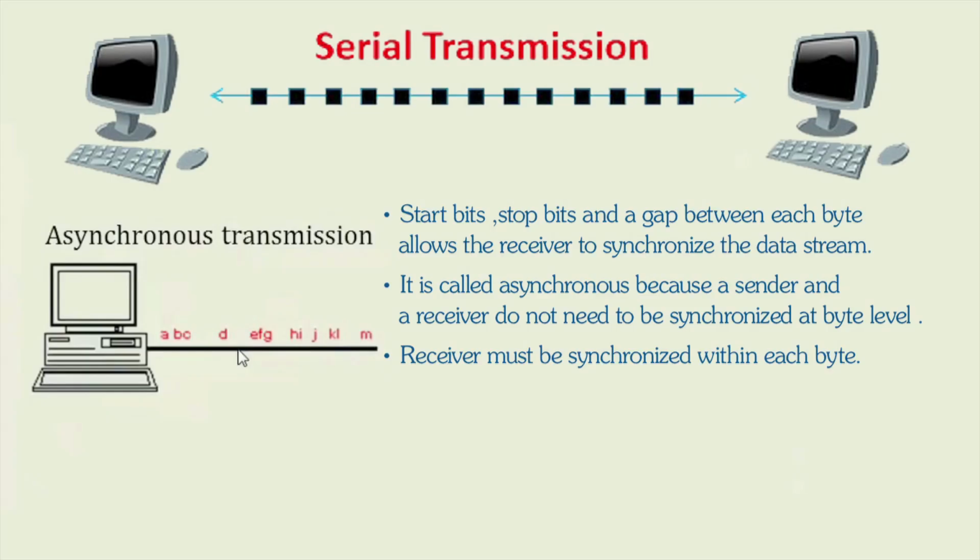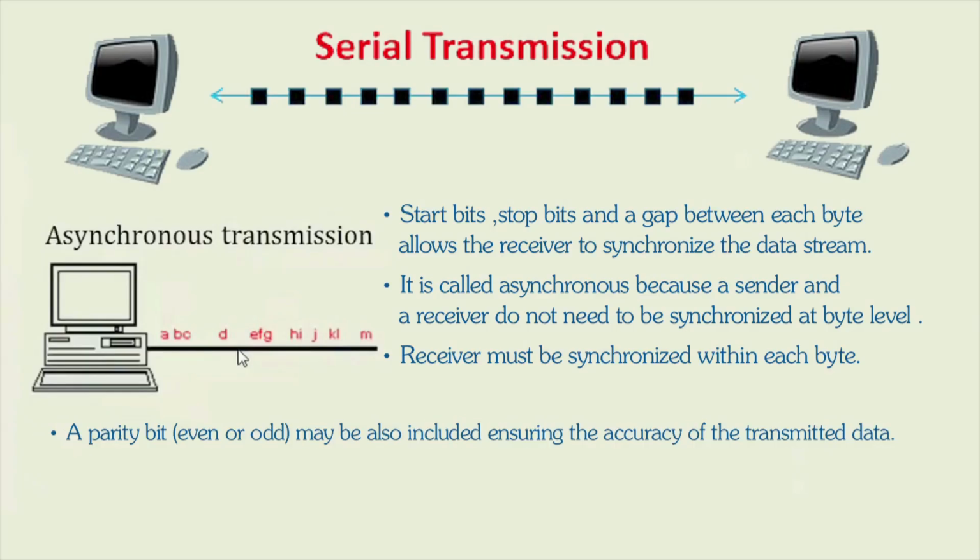The start bit, stop bit, and a gap between each byte allow the receiver to synchronize. There is another point which you have to understand here, which is the parity bit. Even or odd may also be included, ensuring the accuracy of the transmission of the bit data. This is very important, and we discussed this as part of the first video lectures when we talked about basic features of data transmission.